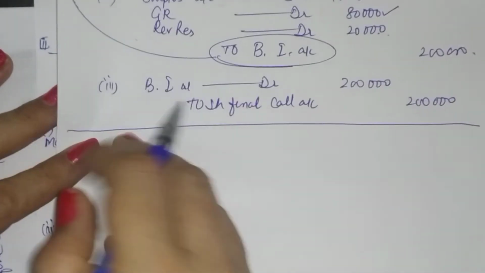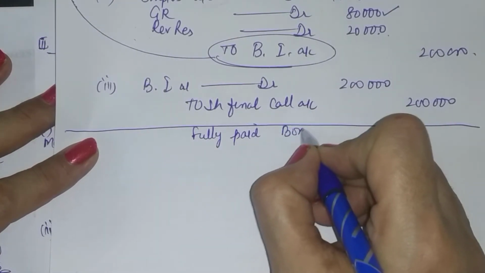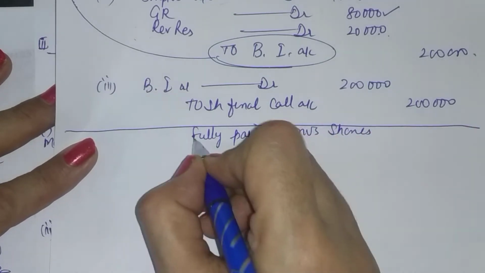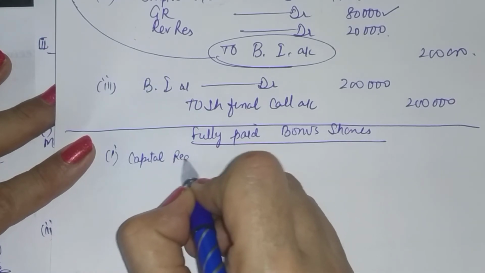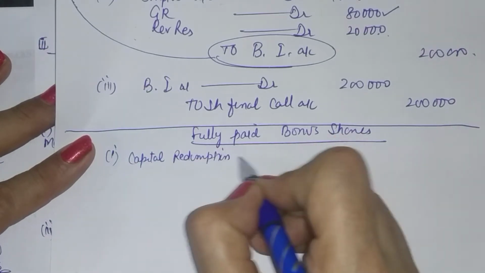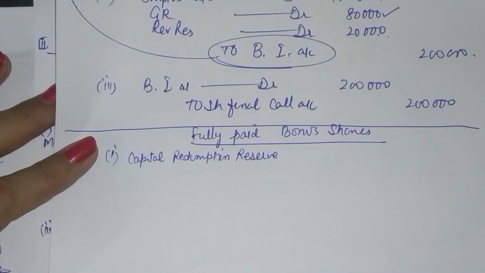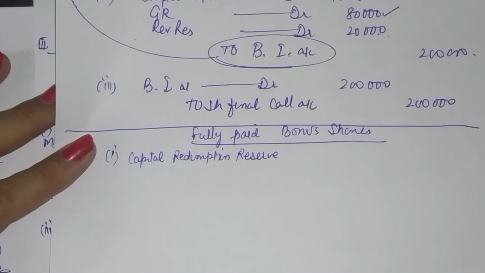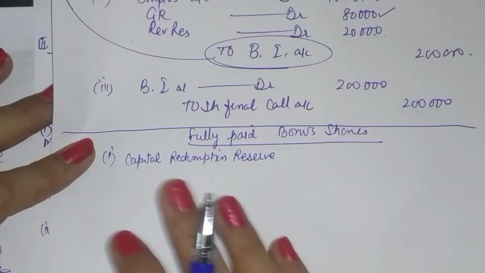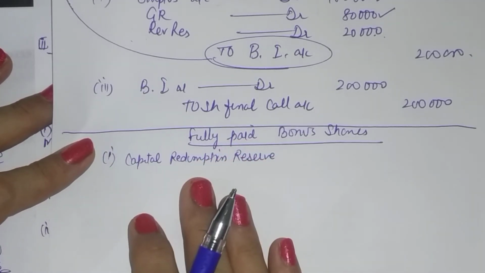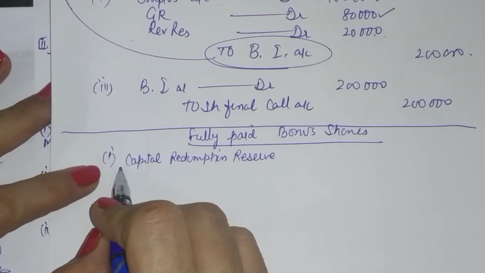Now remember, when a company is giving fully paid bonus shares, then the company can utilize capital redemption reserve, because this was created at the time of redemption of preference capital or when the company went for buyback of its own shares and cancellation. So you reduced the capital and you transferred an equivalent amount in the CRR, capital redemption reserve. This reserve will now be utilized for issuing fully paid bonus shares. So this should be used at first.